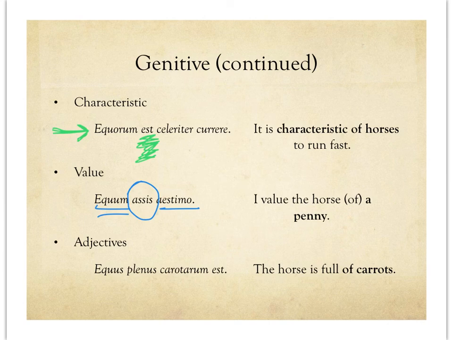And then finally, there are some adjectives that take a genitive instead of taking a dative. One of them is this adjective plenus, that means full. So we could say equus plenus carotarum est. The horse is full of carrots. So here is our genitive. And in English we say full of, so does Latin. And for the most part, these aren't tricky either. They tend to correspond to adjectives in English that also like to take of plus a noun.